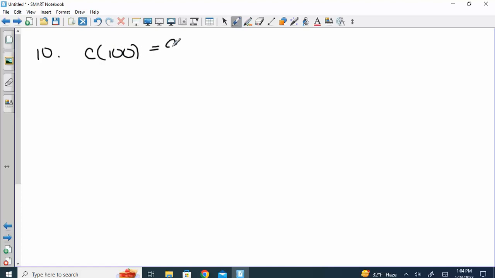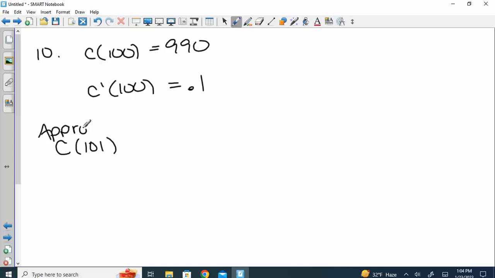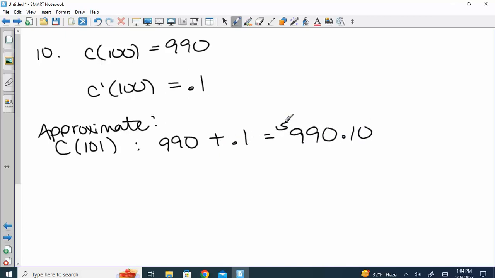So the actual cost is $9.90. And in part B, we found that c prime of 100 was 0.1. So with this information, how much do you think it would cost to produce 101 items? Yeah. You just take the cost of making 100 of them, and we think the cost is going to go up 10 cents. So we would predict it to be 990.10. That's what the derivative is telling us, how the cost is changing. Does that make sense?